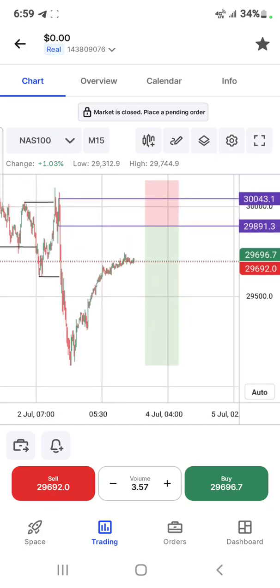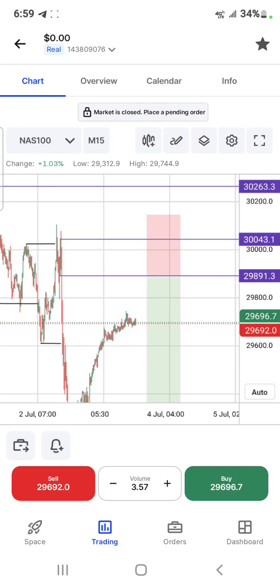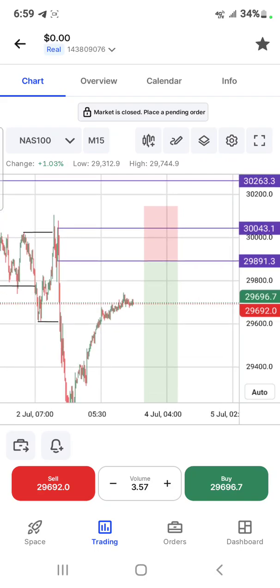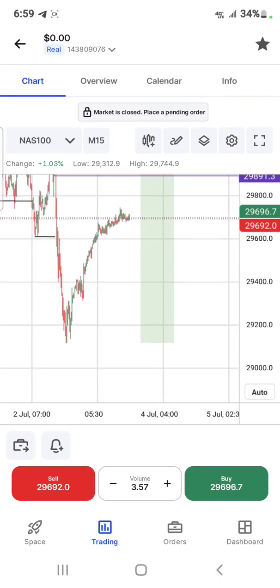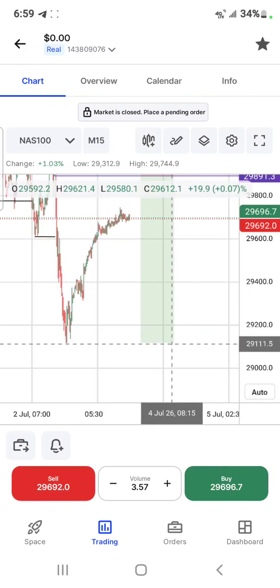Let me call out the coordinates. Our entry is 298.91.3. Then our stop loss is 3146.6. Then our profit target should be 29111.5.